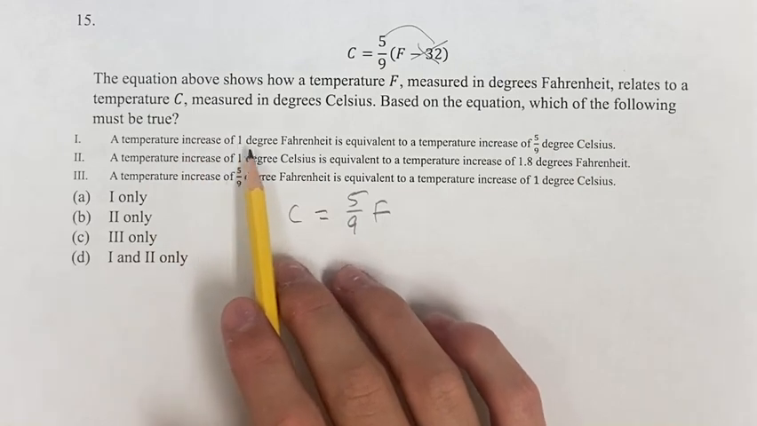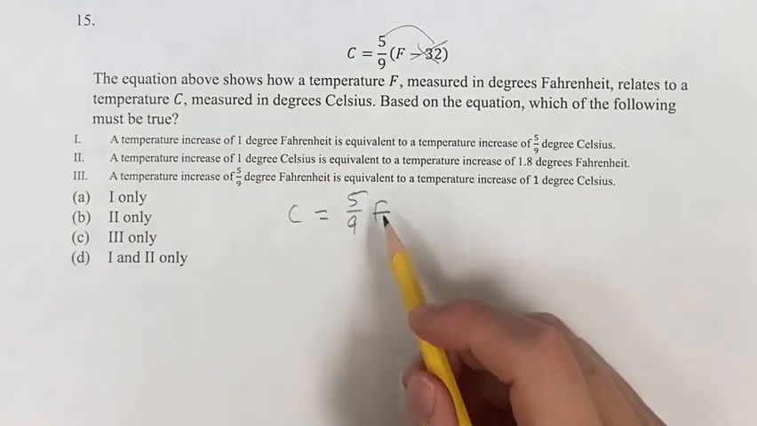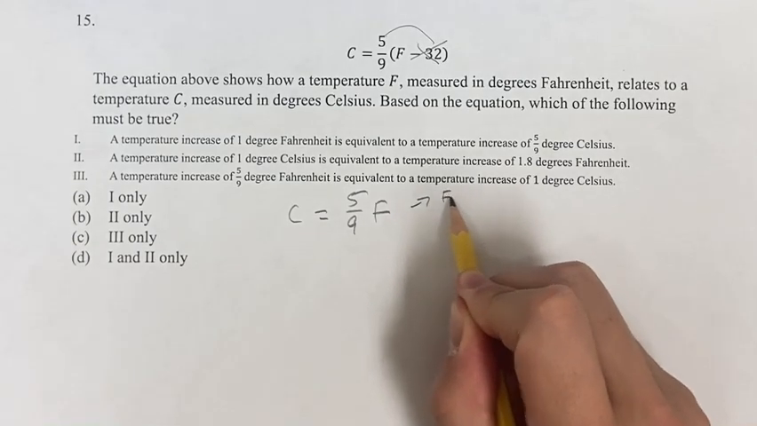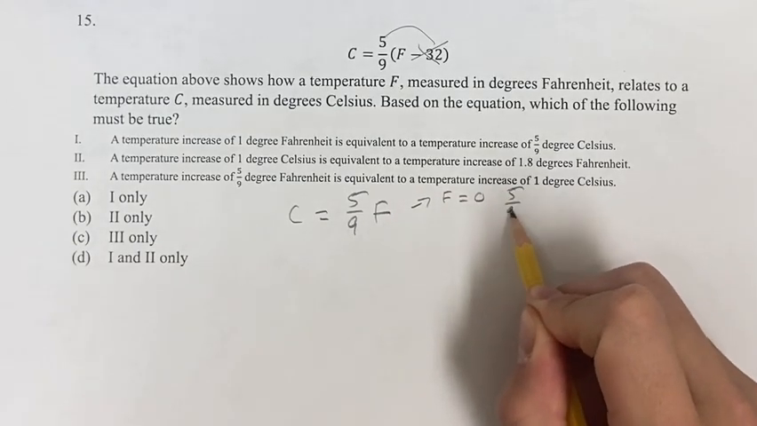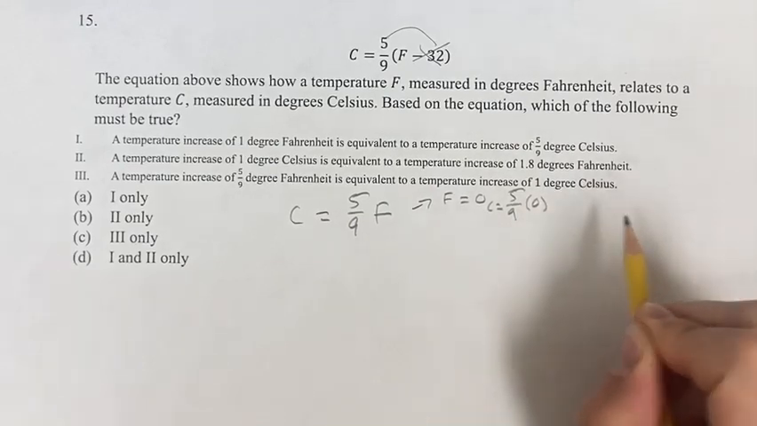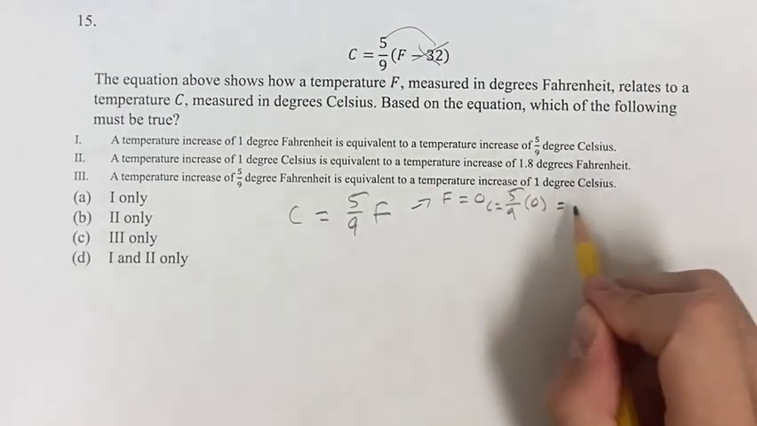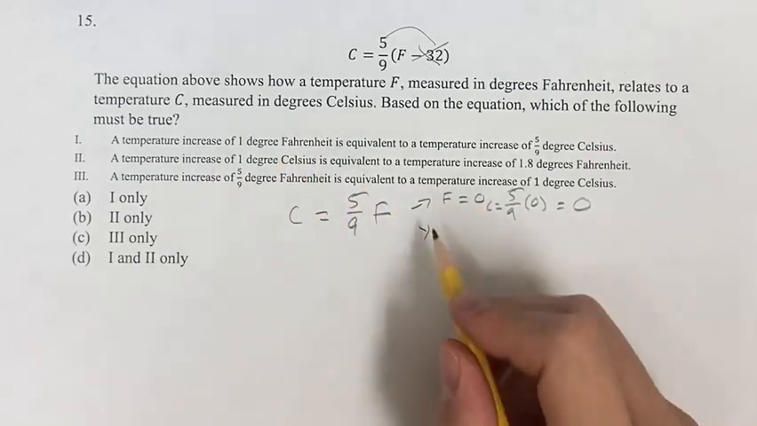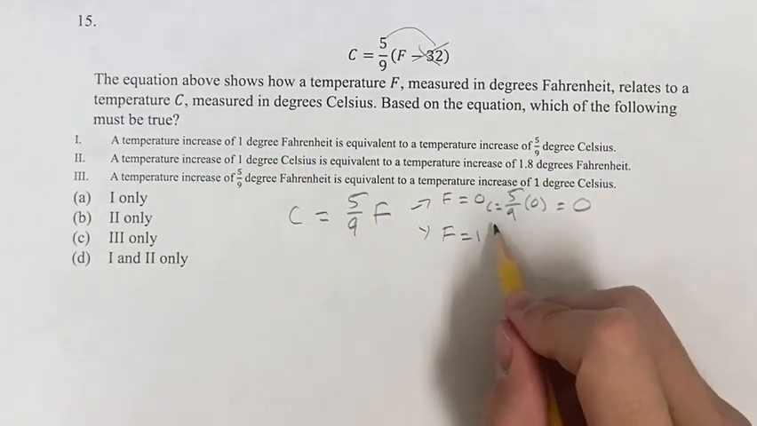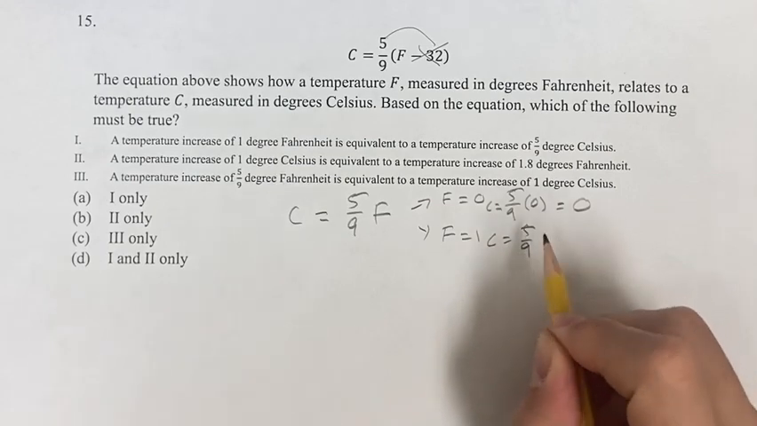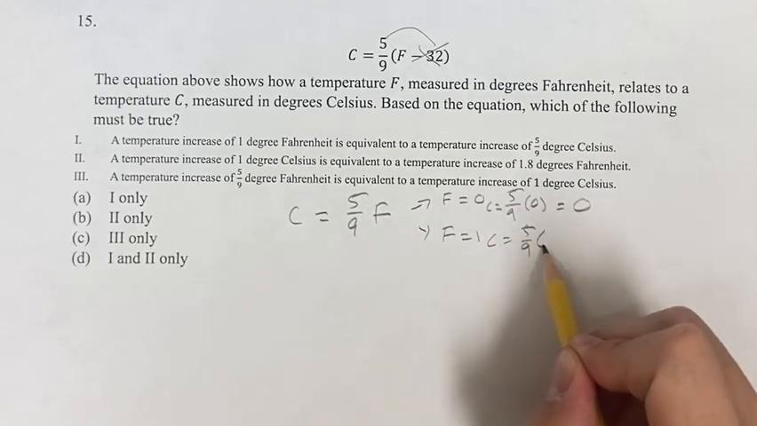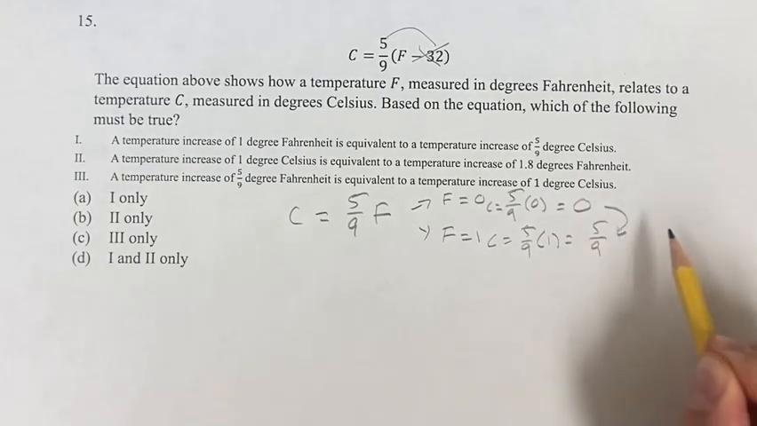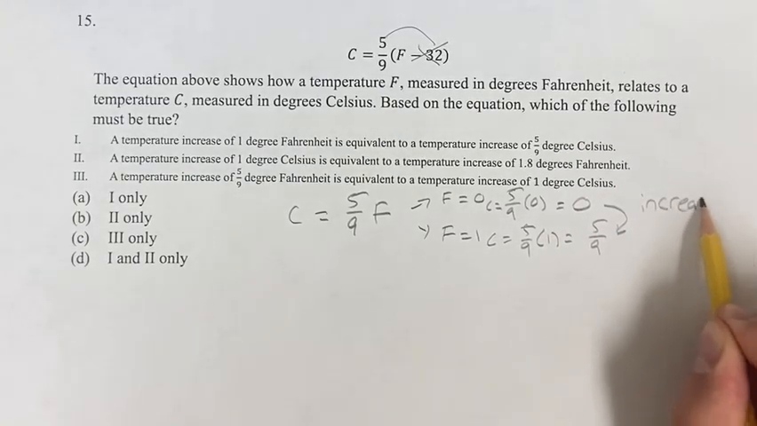So for a temperature increase of 1 degree Fahrenheit, let's plug in values for F. If F is 0, C is equal to 5/9 times 0, plugging in 0 for F, which is just equal to 0. And then we increase by 1, so F is equal to 1. C is equal to 5/9 times 1, which is 5/9. So going from 0 to 5/9 is an increase of 5/9.